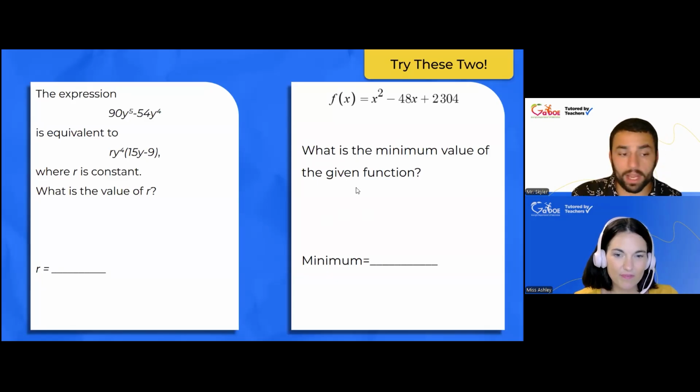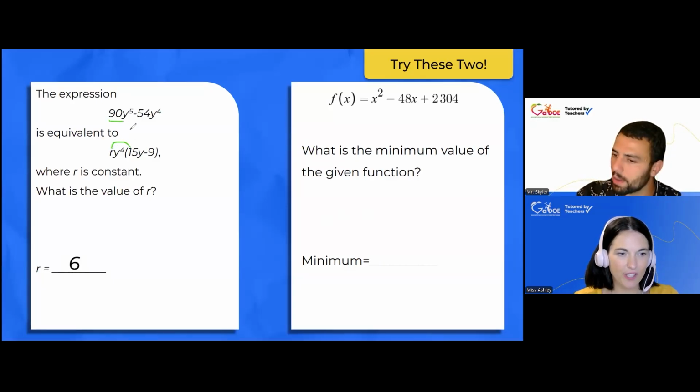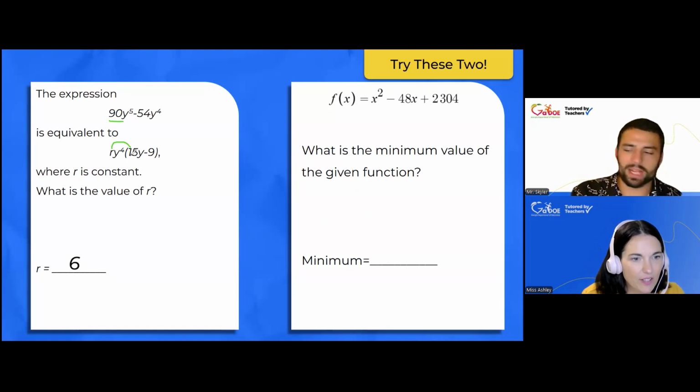So we're giving you guys a minute. We're going to go ahead and at least show you the first answer. So if you got 6, you did a fantastic job. We get there by figuring out what number times 15 equals 90. Do a little bit of division there. Perfect. So 6 times that 15 is going to equal 90. So that's how I get that 6.